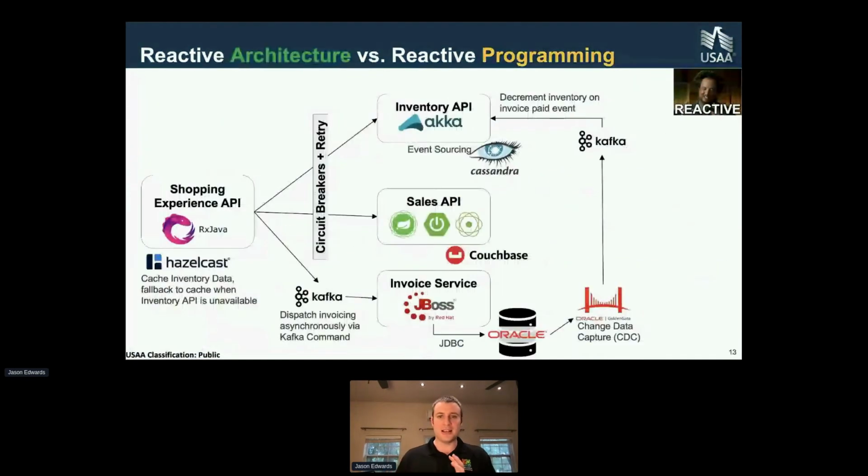So to visualize the difference here, here's a goofy little online shopping experience API, which involves calling down to an inventory microservice, a sales microservice, and then there's another microservice for doing invoices.